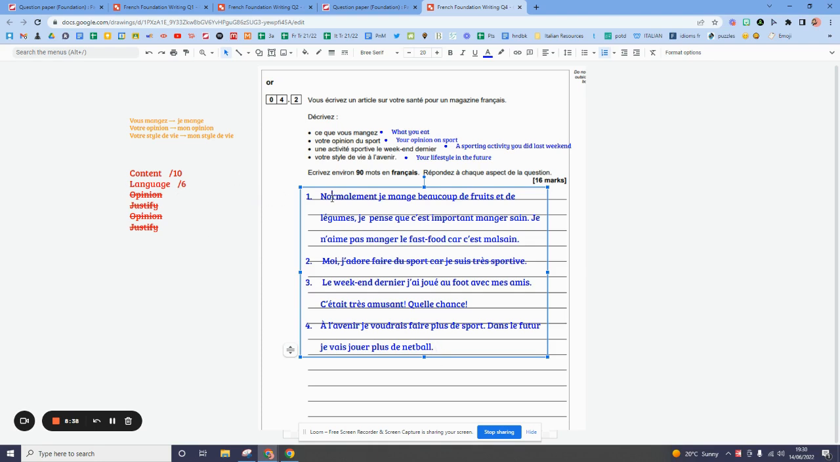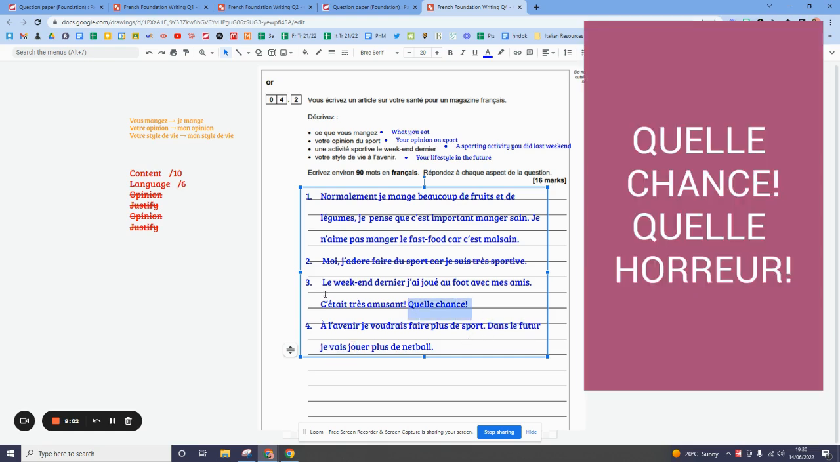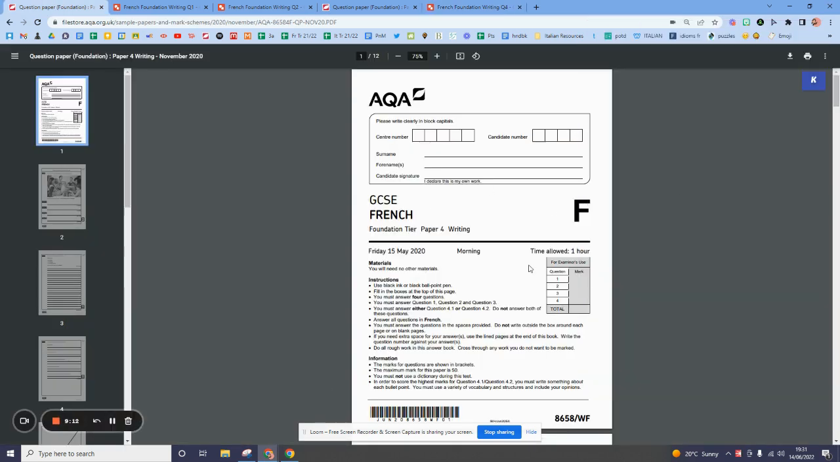No mistakes. Time phrase, present tense, opinion, reason, emphatic pronoun, opinion, complex structure here because we've got an infinitive structure, intensifier, opinion, time phrase, past tense, time phrase, future tense, time phrase, future tense. Okay? And also we love a quelle chance. Always put a quelle chance or a quelle horreur somewhere in your answer. So that's all 4 questions covered for your GCSE French writing paper.